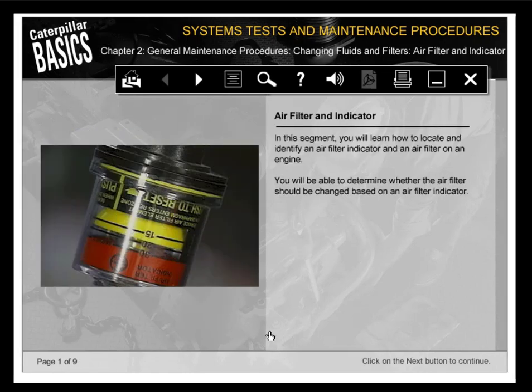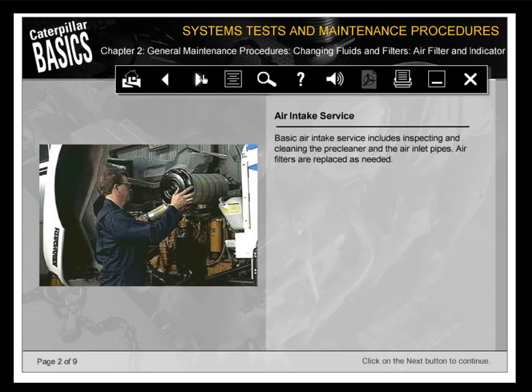In this segment, you will learn how to locate and identify an air filter indicator and an air filter on an engine. You'll be able to determine whether the air filter should be changed based on an air filter indicator. Basic air intake service includes inspecting and cleaning the pre-cleaner and the air inlet pipes. Air filters are replaced as needed.